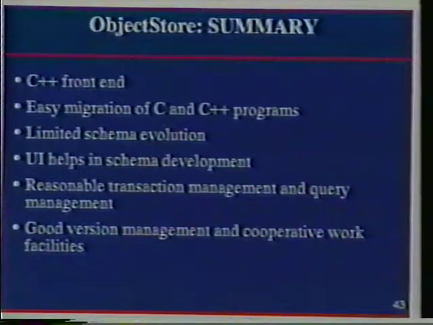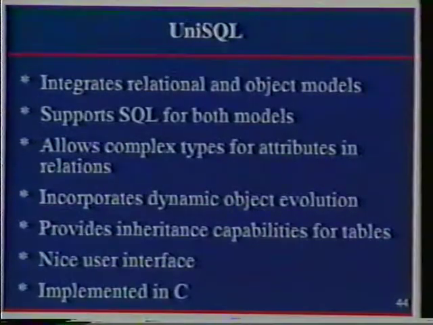I'm not trying to sell any particular object database system here. All I'm telling you is from experience what we have seen with a particular database system, and I could probably give the same description of other object database systems, but in the interest of time I've only picked 2 representative database systems. One is a C++ based system, and the other is a C-based system called UniSQL, and UniSQL integrates both the relational model and the object model.